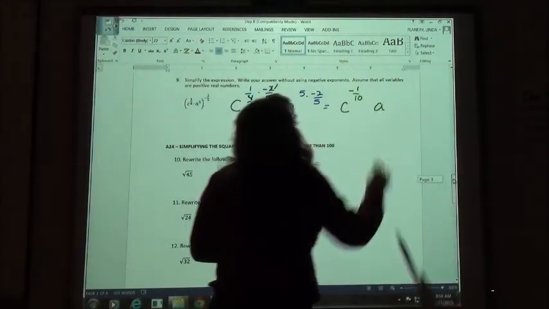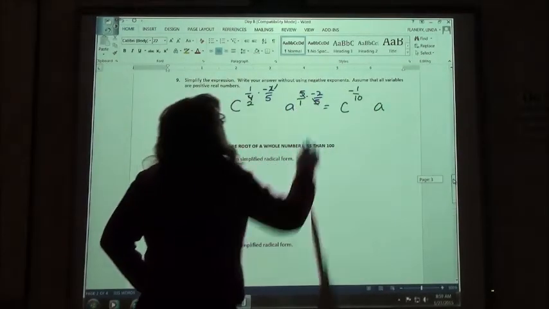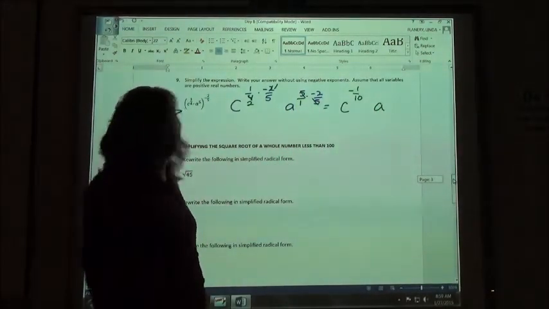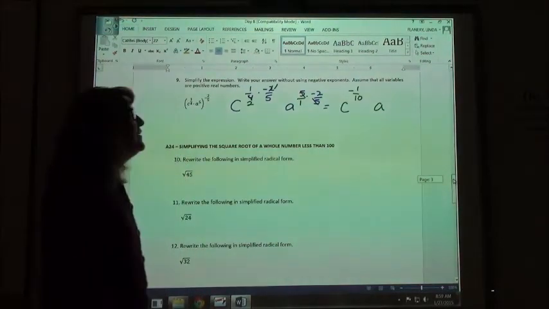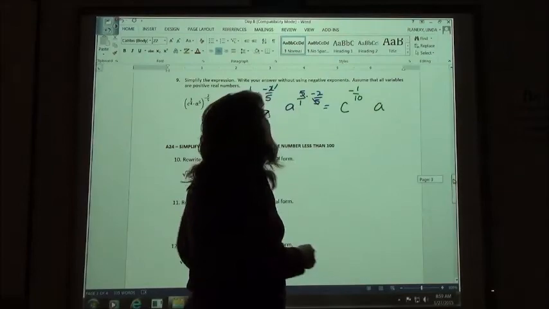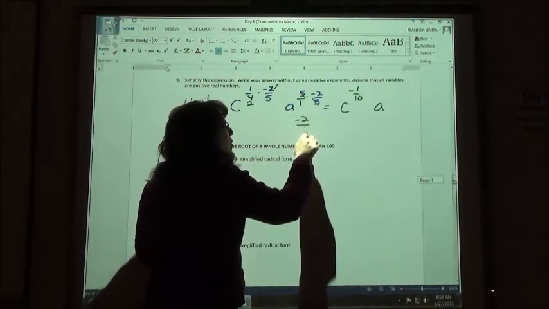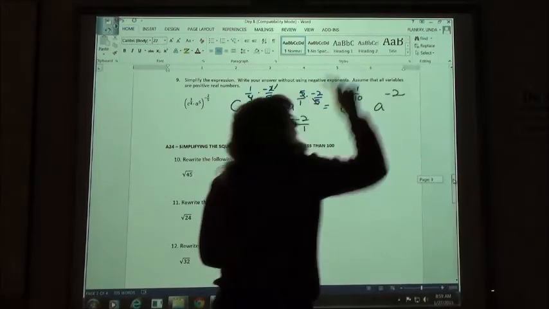How about on my a's? Cancel your 5's. Cancel my 5's. I'm going to get a half, not negative a half. What is it then? I'm missing something. It's going to be negative 2 over 1, so just negative 2, right? Yeah.